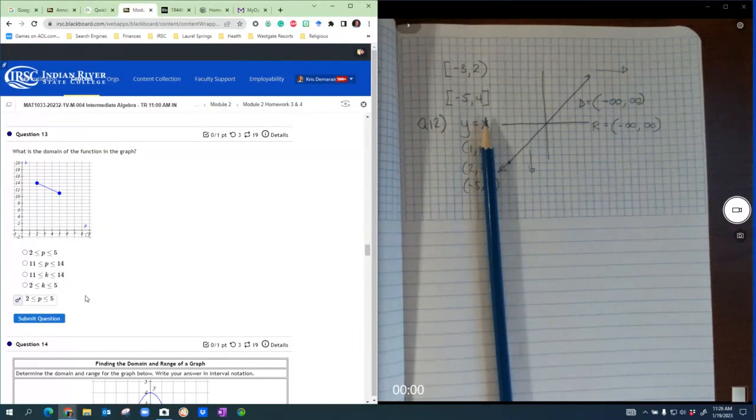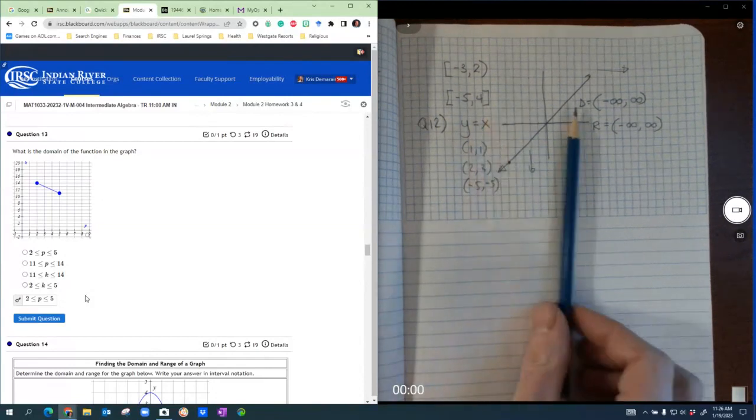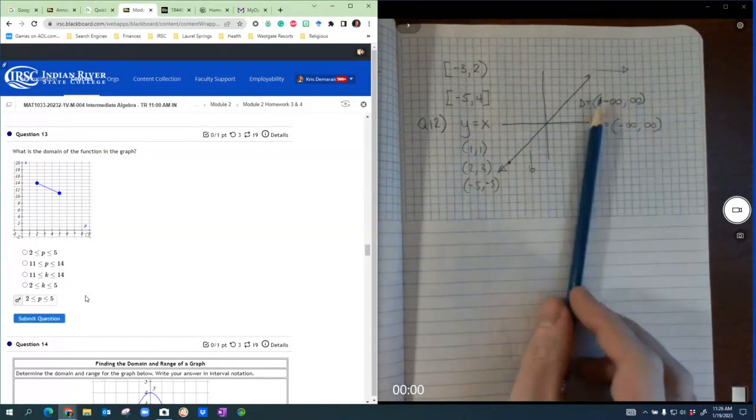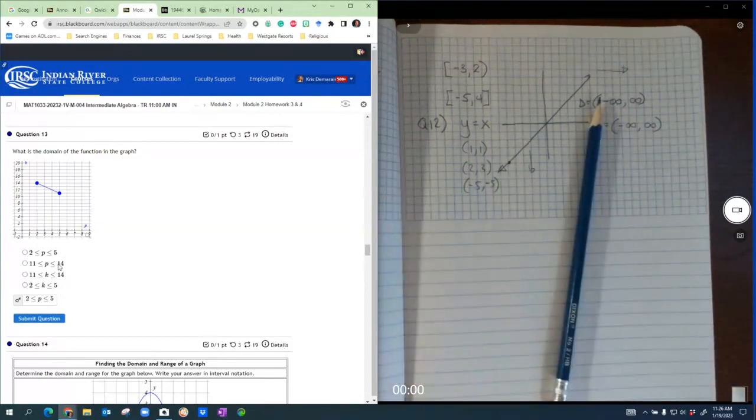All right, also make sure that sometimes they throw you off and they put just the less than symbol and not the less than or equal to. The only way to have just the less than is if this is open here, and that's not the case now.